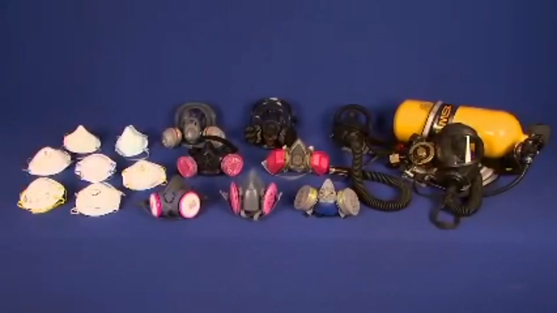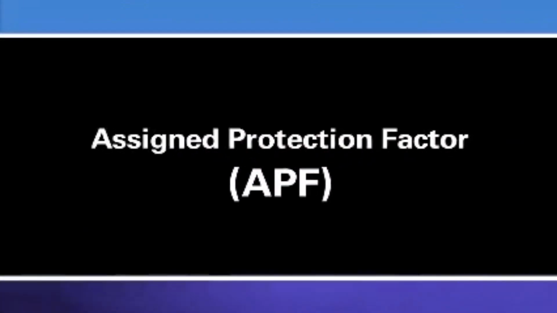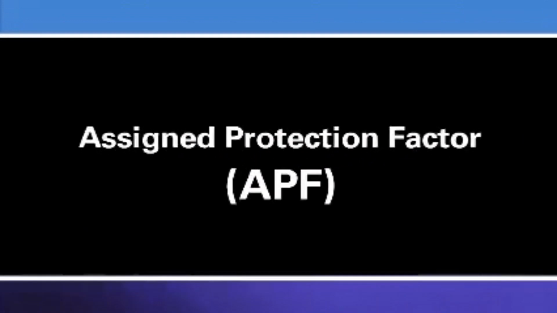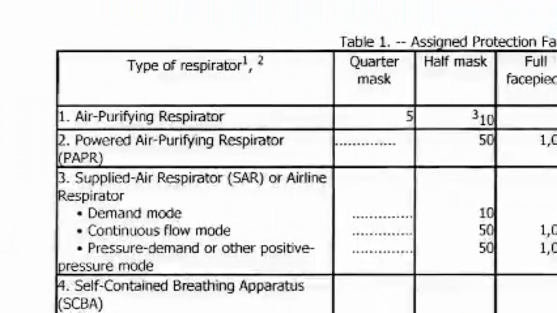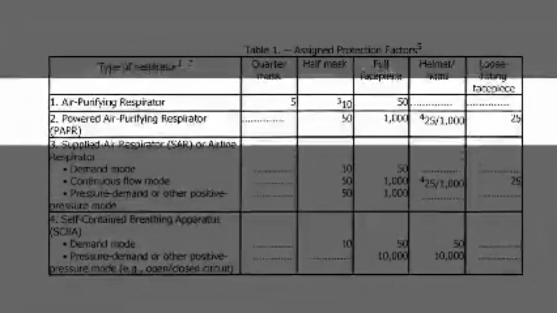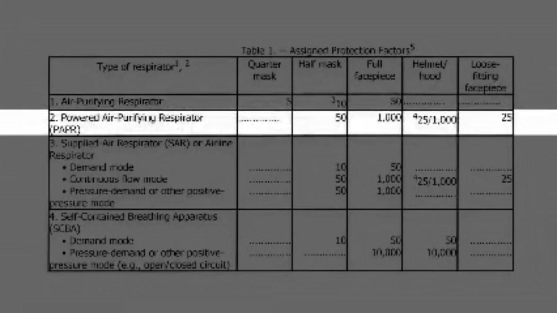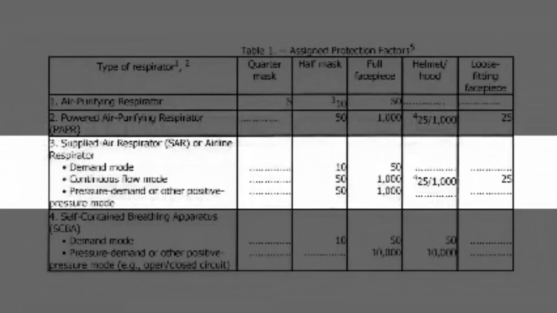Different types of respirators offer different levels of protection. The measure of a respirator's protection capability is called the Assigned Protection Factor, or APF. This is a number that OSHA has assigned to each class of respirators. It represents the level of protection from airborne exposure each class of respirators is expected to provide.